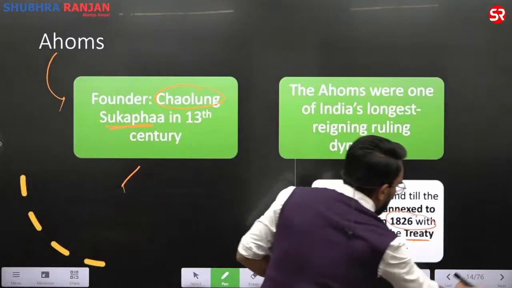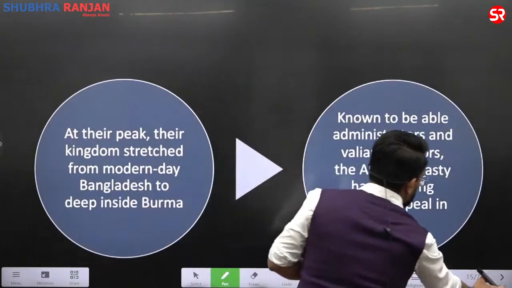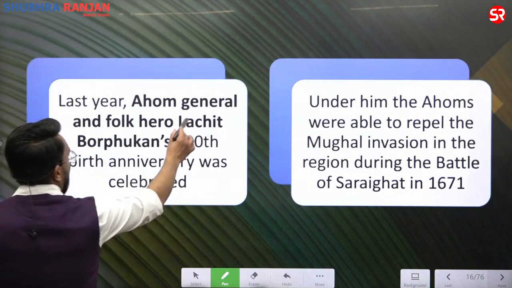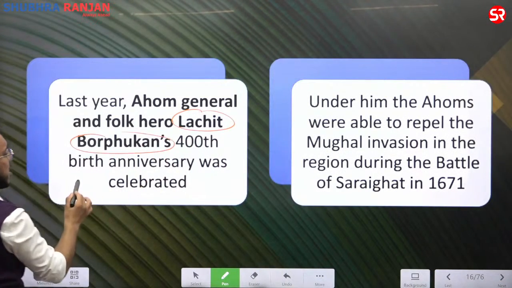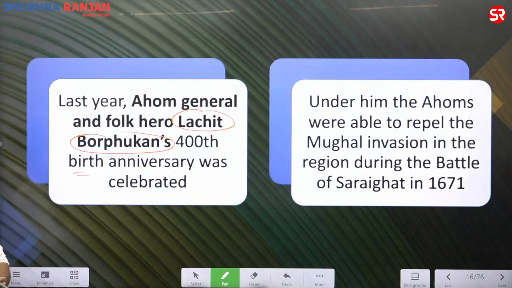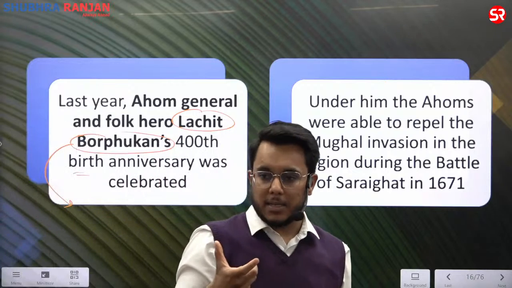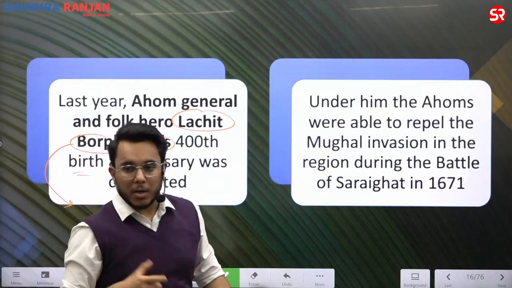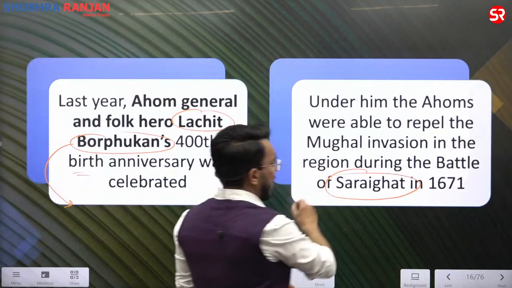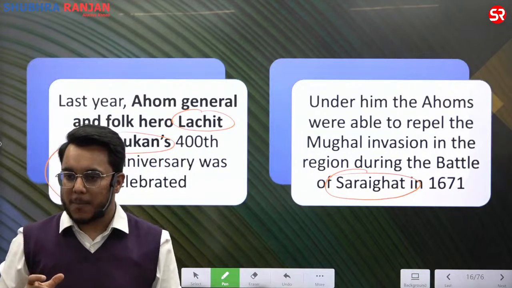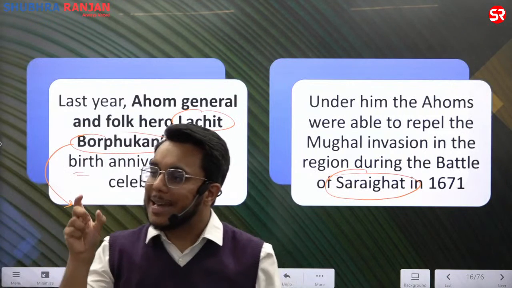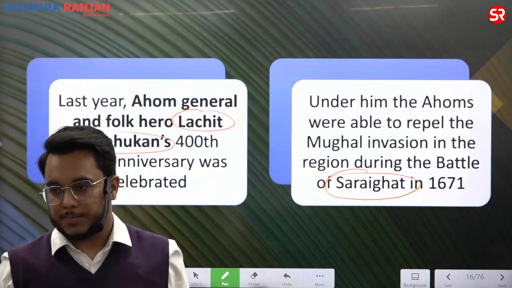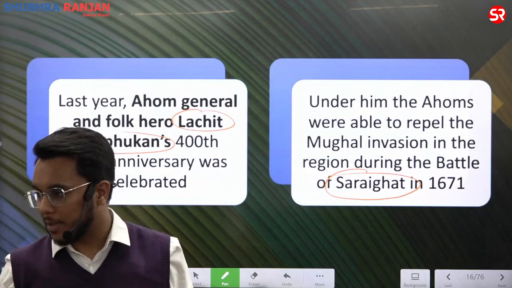When we talk about Lachit Borphukan, we have seen that recently the 400th anniversary of Lachit Borphukan was celebrated. Borphukan was a designation, a kind of title or position. Lachit Borphukan belonged to the Ahom dynasty and played a very important role in the Battle of Saraighat. The Battle of Saraighat is one of the most important naval battles of India, fought on the Brahmaputra River. Is it clear or not?